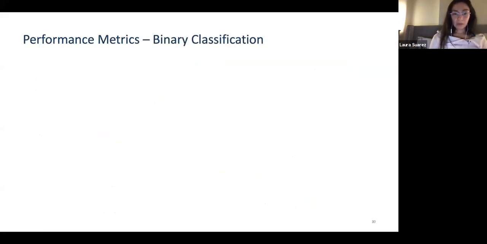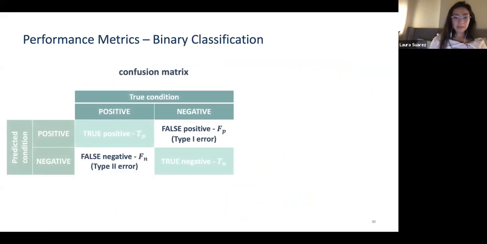So I'm going to talk briefly about some performance measures, how you can evaluate and validate your classification model when you have a binary classification problem, meaning you only have two classes. There is this thing called the confusion matrix, which is basically: you have your predicted values on the rows, and then you have the real value of your data in the columns.